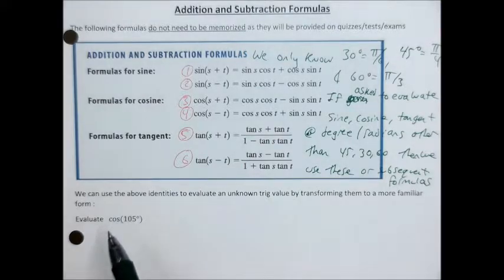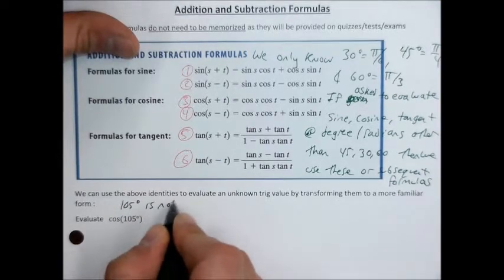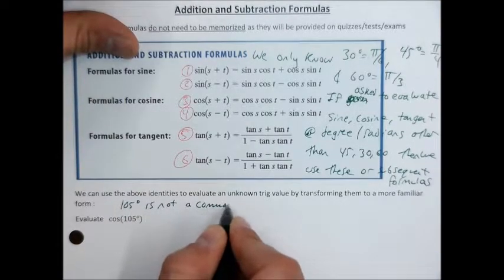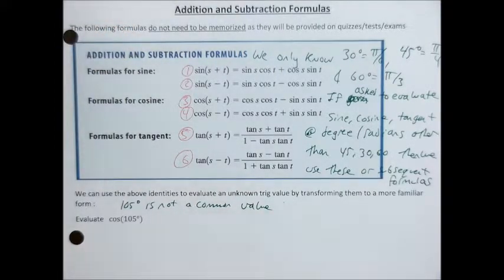So for example, if we want to know what cosine of 105 degrees is, 105 degrees is not one of the values that we know on the unit circle. Right? It's not a multiple of 30 or 45 or 60. So 105 degrees is not a common value, but we can write it as the sum or the difference of things that we do know. So what are 2 things that we can add together that would give us 105 that are things that we know on the unit circle?